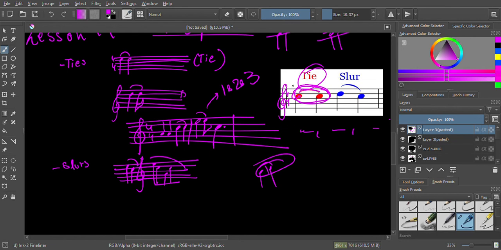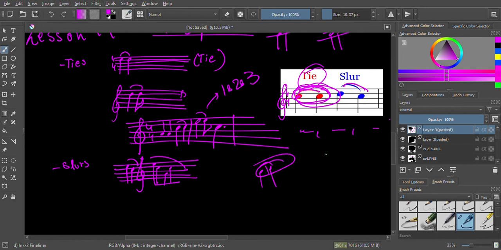It's quite simple. If two notes have the same pitch and you draw a line like this, it's called a tie. If two notes have different pitches and you draw the line, it's called a slur. In a tie, you play that sound for the entire value of both notes combined, whereas in a slur, you play those two pitches without any gap in between them.